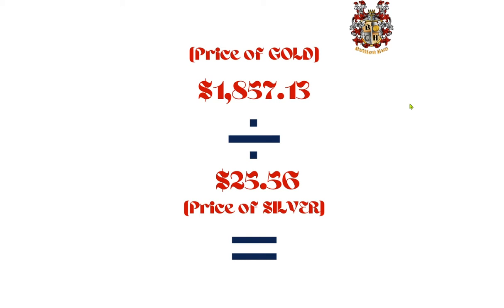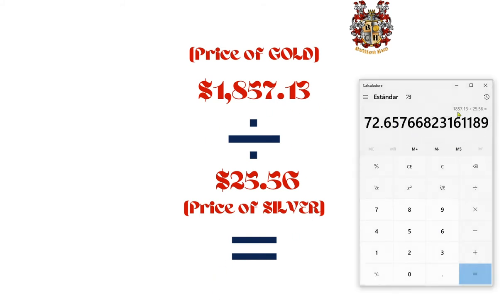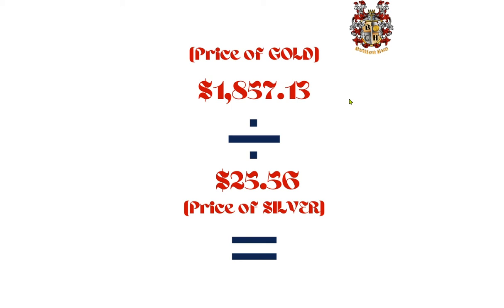So as you can see, that is exactly how you find out the ratio. I've explained it here, and as you can see, I've done the exact calculation you see here. So today's ratio is 72.65. So you might be asking yourself, when was the highest ratio in history?